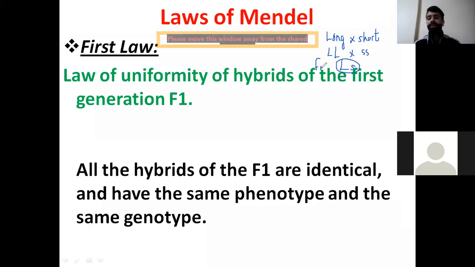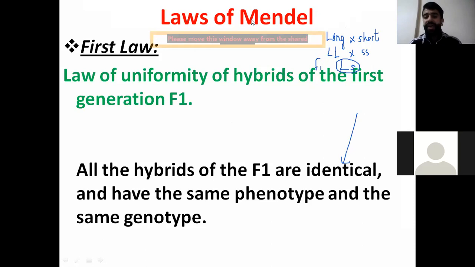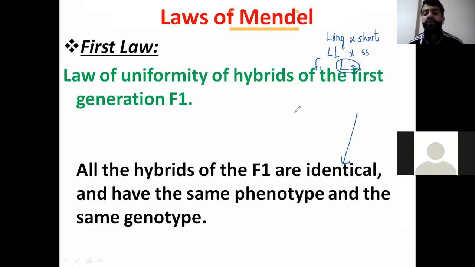So here the F1, are they pure or hybrid? Sure, they are hybrid. Why? Because they have two different alleles. So here all the hybrids of the F1 are identical, meaning that all of them have long hair and they have the same phenotype as well as the same genotype. So first you have to study this law, the law of uniformity of the hybrids of the F1 generation, of the first generation. What does this mean? This means that all of the F1 are identical, they are the same.